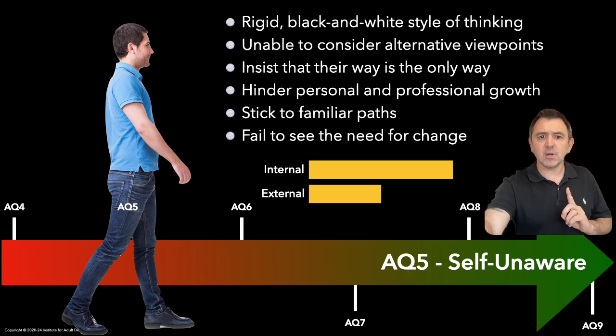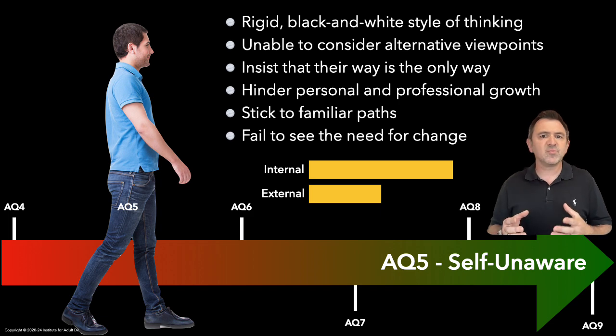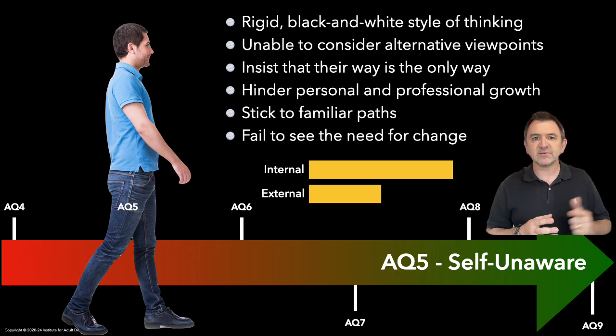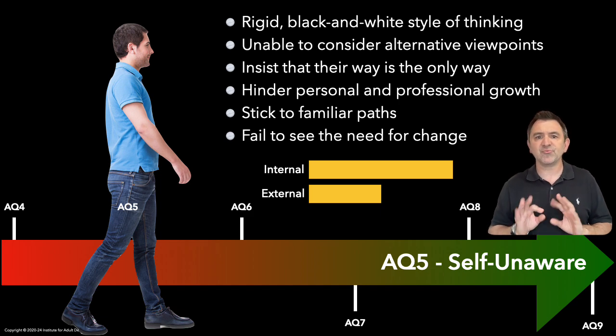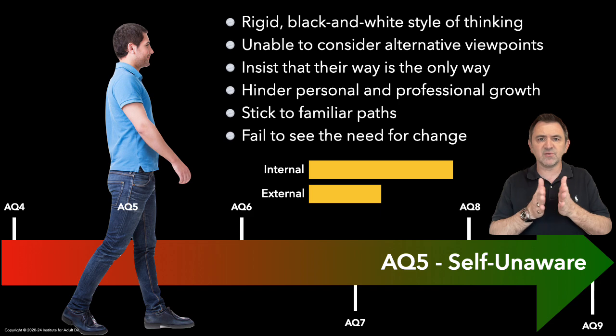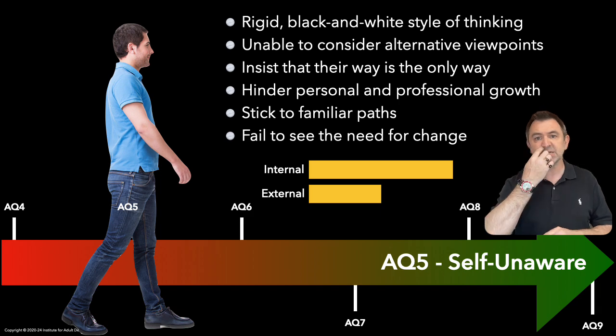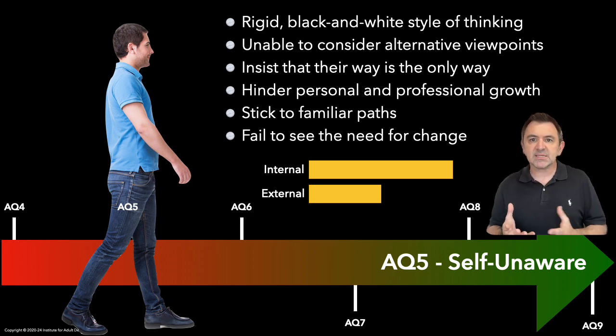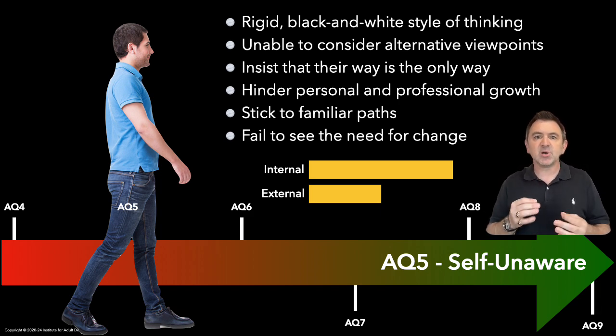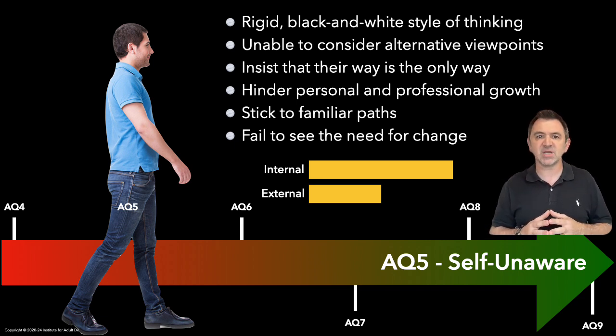So although AQ4 exists, we begin with AQ5 because the majority of people reside at this and the next level. So this is why it's important to know. This phase of awareness is characterized by a rigid black and white style of thinking, where individuals are unable to consider alternate viewpoints and insist that their way is the only way. For instance, if someone with an internal thinking style is presented with an external perspective, they will likely dismiss it. And this mindset can hinder personal and professional growth as they stick to familiar paths and fail to see the need for change or improvement.